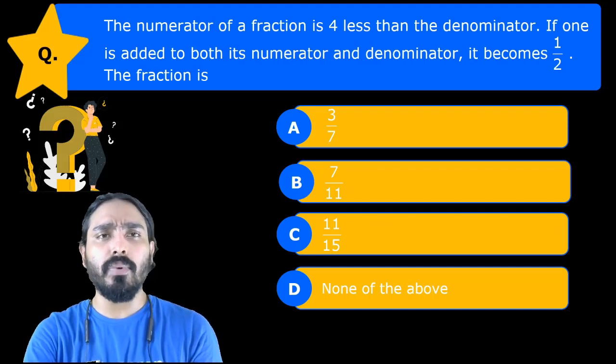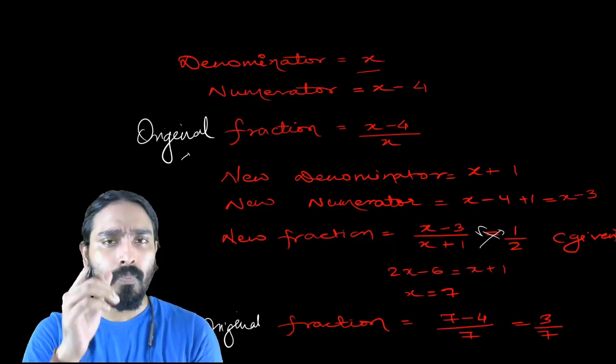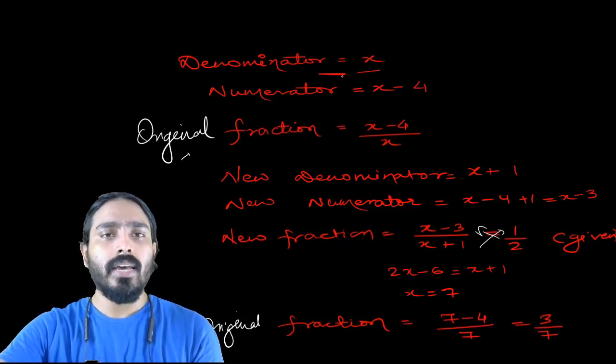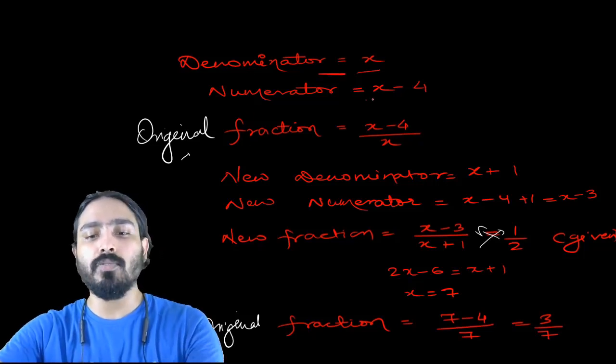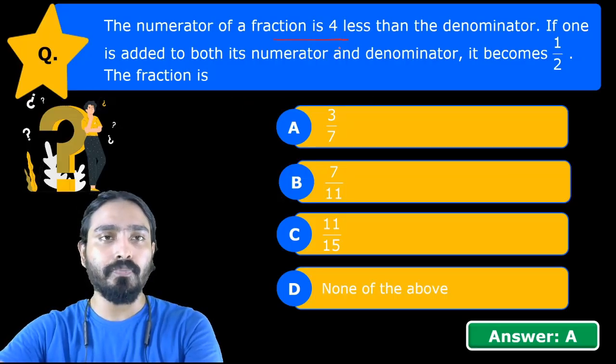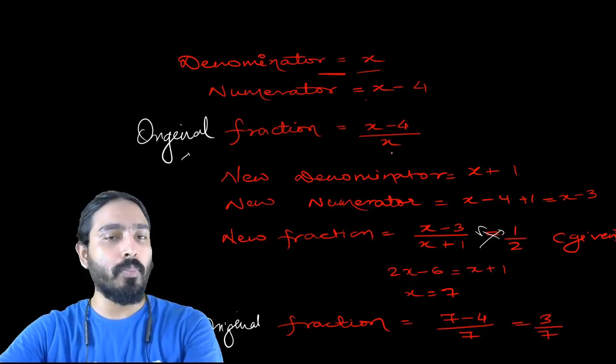So we have been given the numerator of the fraction which is 4 less than the denominator. So very easy, the answer is A. Just look at how. We know the denominator, we can take the denominator to be x and then we take the numerator to be x minus 4, because it is given that the numerator is 4 less than the denominator. So the original fraction will become x minus 4 upon x.